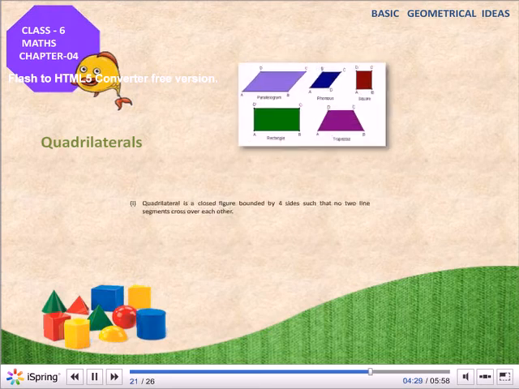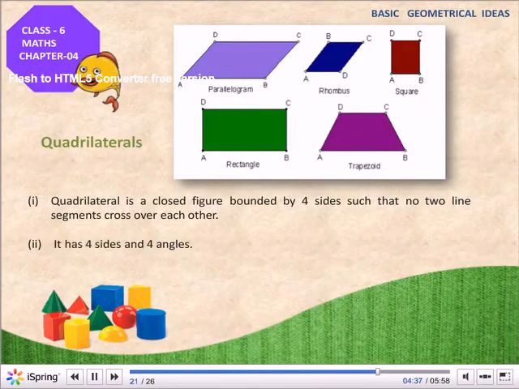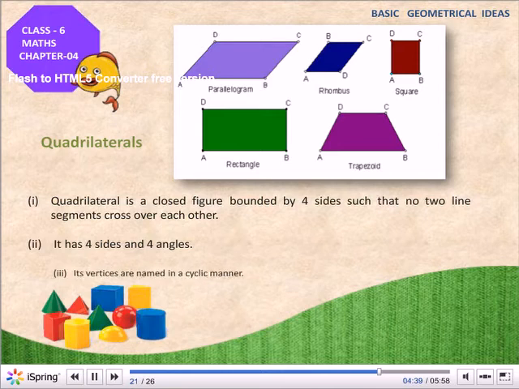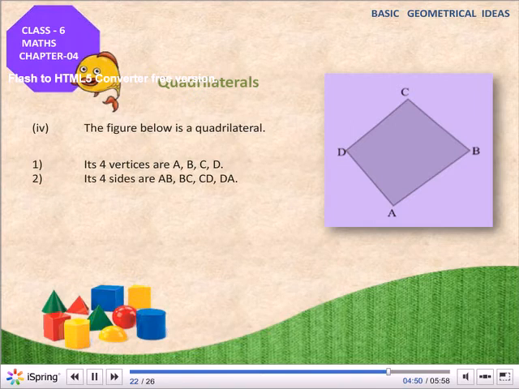Quadrilaterals. Quadrilateral is a closed figure bounded by four sides such that no two line segments cross over each other. It has four sides and four angles. Its vertices are named in a cyclic manner. The figure below is a quadrilateral. Its four vertices are A, B, C, and D. Its four sides are AB, BC, CD, and DA.